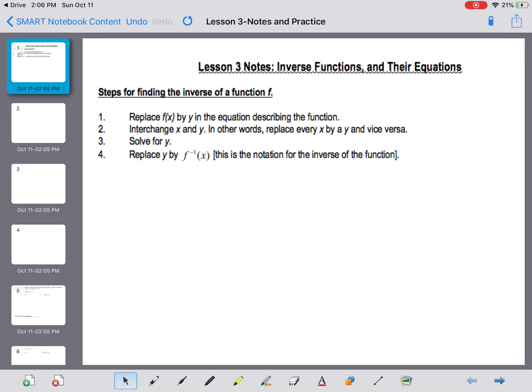And then because you're finding the inverse, you're going to switch x and y. They're going to trade places. Then you're just going to solve for y, and your last step is to replace y back with f to the negative 1 of x or g to the negative 1 of x. That's just our way of saying inverse in math. So let's take a look at how this looks.